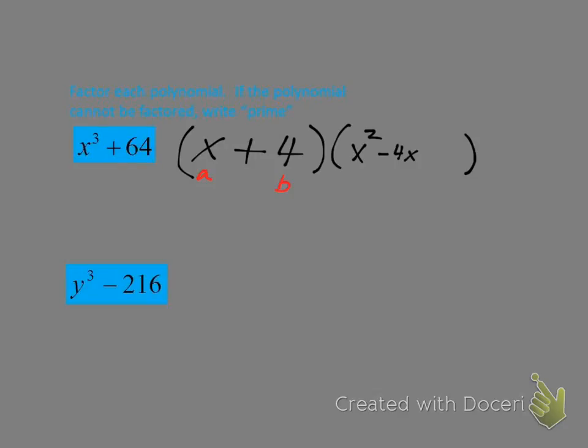The next sign is always what? Plus. Every single time that sign is plus. And then now square B. So 4 squared is? 16. There you go. So that's all we have to do.